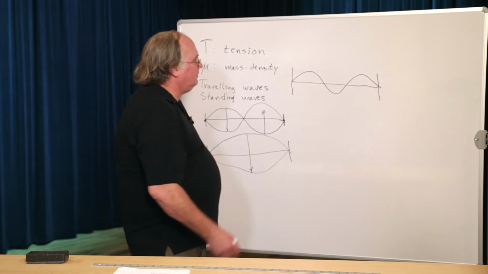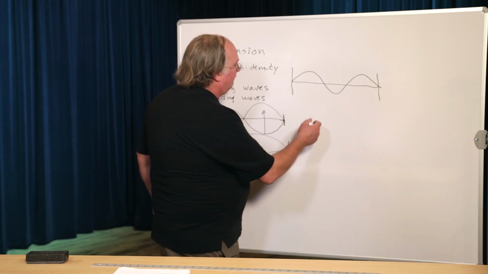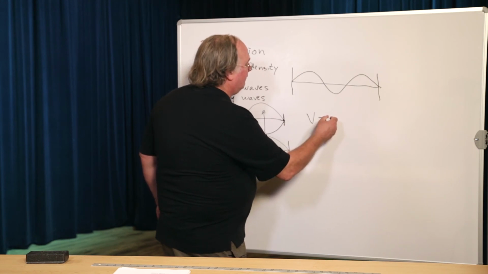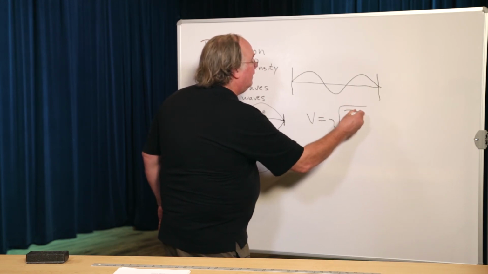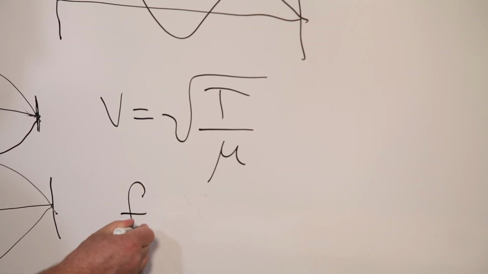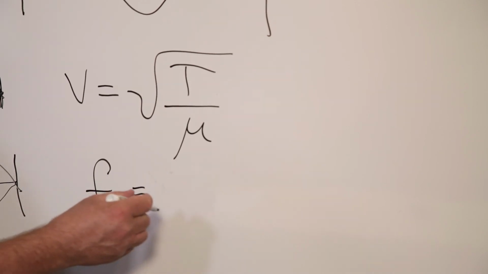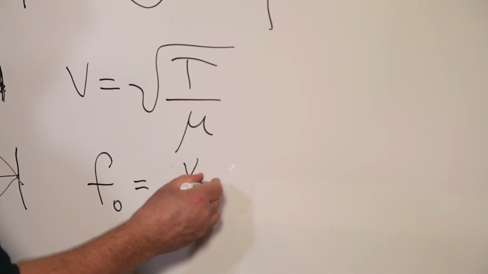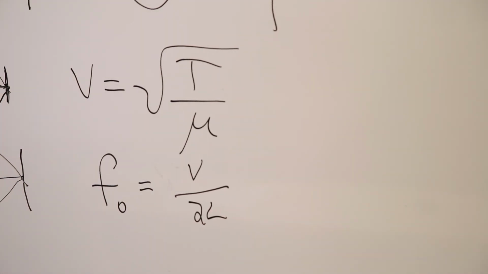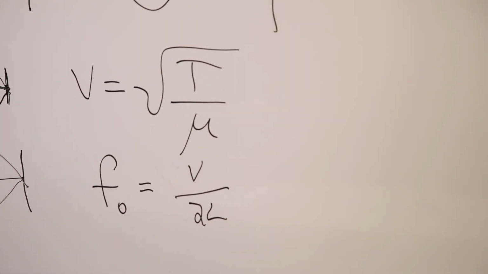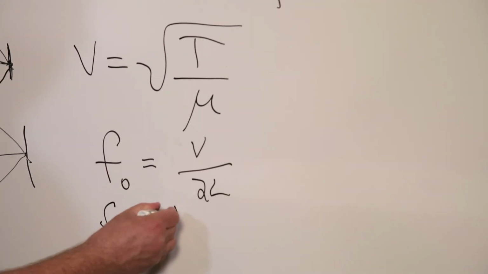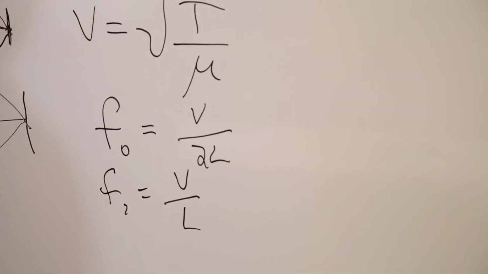And these notes you can calculate from the velocity. Remember, the velocity of a traveling wave in a string is given by the square root of T over mu. Well, the frequency of the lowest note is v over 2L. And the next one up is v over L. And so on.